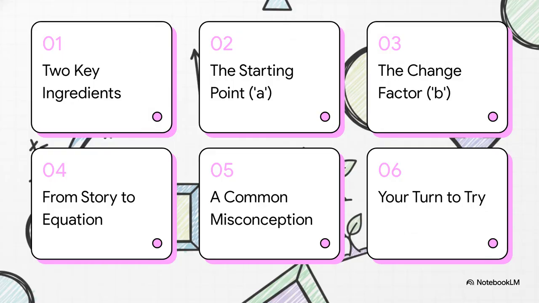Okay, so here's our game plan for the next few minutes. First, we'll look at the two key ingredients. Then, we'll break down what each one actually is, the starting point, A, and the change factor, B. After that, we'll see how to go from a simple story to a full-blown equation. We'll also tackle a super common mistake people make, and finally, it's your turn to try. It's a really clear path to nailing this.